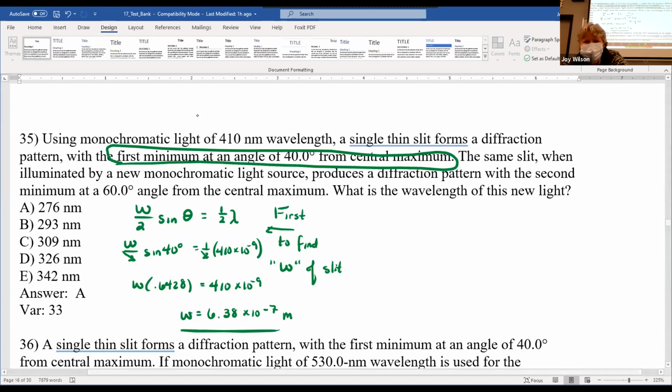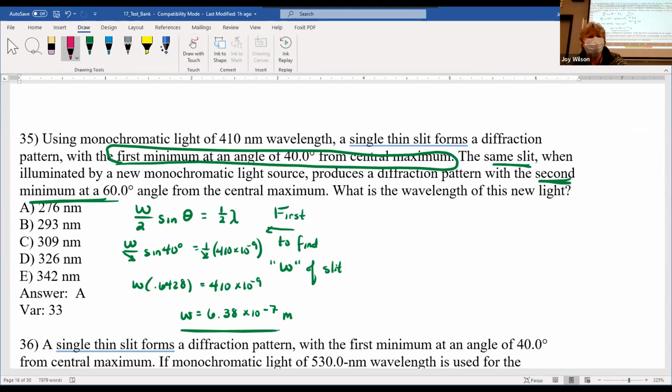The second part, they say the same slit, when illuminated by a new light source, produces a diffraction pattern with a second minimum at 60 degrees. Okay, so how do we do the second minimum this time? I'm just going to skip to the end here. What happened when we did this? We ended up with lambda over W. So now we've got 2 lambda over W. If it had said the third one, I'd do 3 lambda over W and so forth and so on.